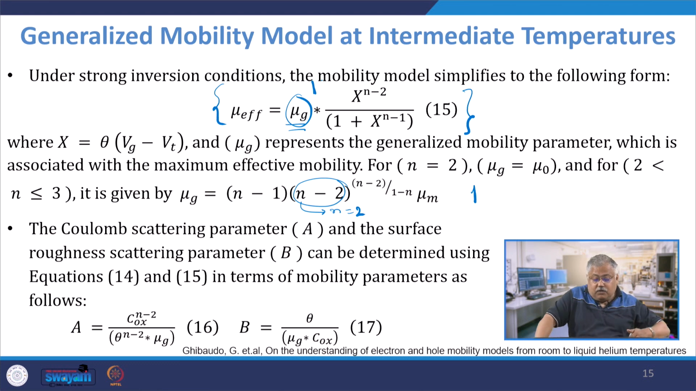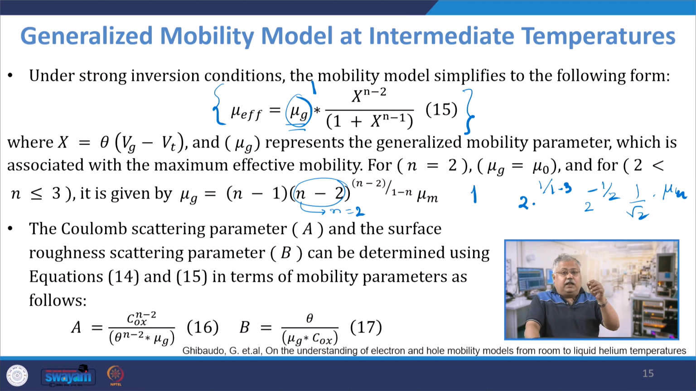And if you make N equals 3, then we get 2 to the power 1 by minus 1 by 2, right. So, it is 1 by root 2 which you get into mu m, that is the value which you get for mu g. So, it is basically, if you divide the overall mobility by 1.414, you will get the total change, right. And the Coulomb parameters A and B are experimentally determined by these two factors, right, where A and B you can empirically find out the values of theta, C oxide and Ng, right.